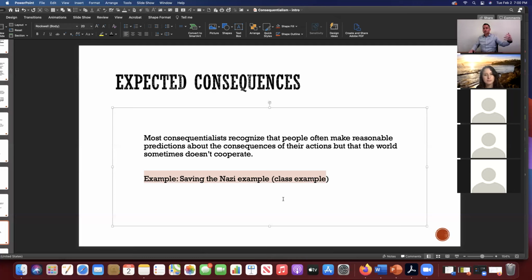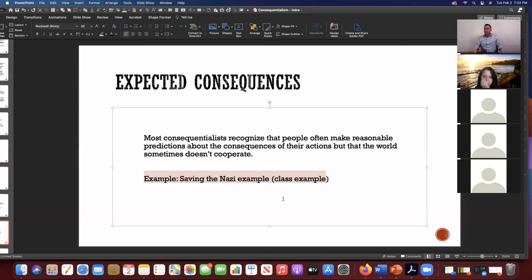So some consequentialists might want to say that the moral status of the action in this saving the Nazi example is that the action's right. It's morally right. Because in terms of expected consequences, you did everything right. You made all the right calculations. It's just that the world doesn't cooperate with you. So it was not the actual consequences that matter, because obviously you saved Hitler's life and he's going to go on and kill 4,000 more people. Does that make sense? In terms of actual consequences, if we were to go that route, then it looks like you did the morally wrong thing in that situation. Some consequentialists think that that seems like the wrong result.